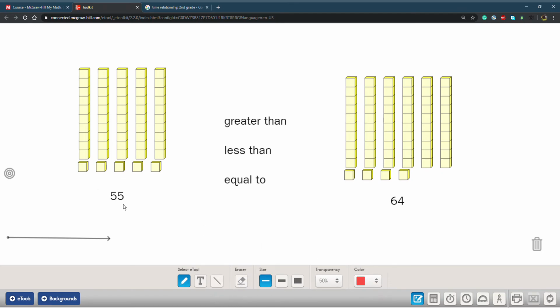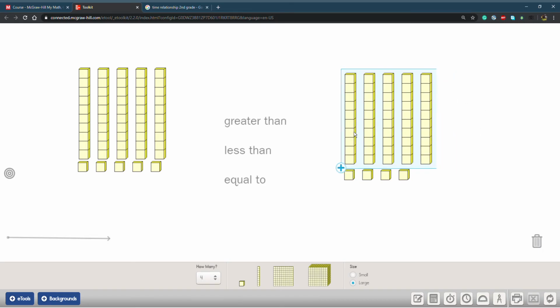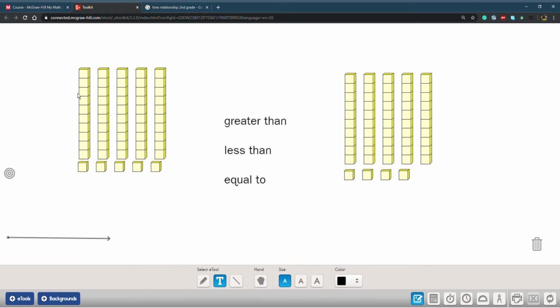Okay. This is my other example. What should we do in this case? Have a look. Here we have a number and here we have a number. Let's know what are these numbers. How many tens I have here? 1, 2, 3, 4, 5. 5 tens. And how many ones? 1, 2, 3, 4, 5. So 55 is my number here. What about here? 1, 2, 3, 4, 5. And how many ones? 1, 2, 3, 4.